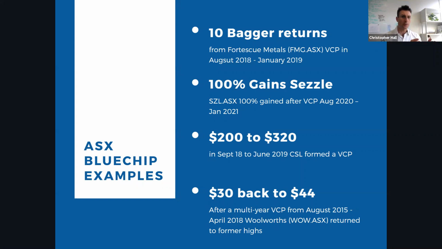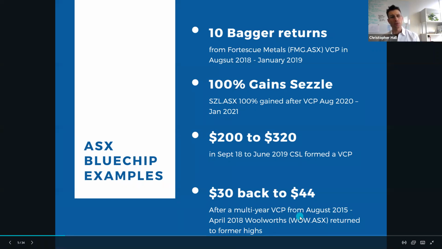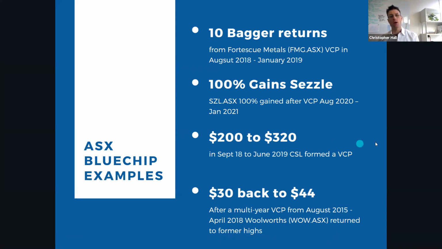But we're focusing now on the trading companies on the ASX. And we've got another one here, which is Woolworths moving from $30 back to $44 after a massive drop. This is a multi-year VCP. So it went from August 2015 through to April 2018, a very long VCP, much longer than the other 3 that we'll look at. But they did take them back up to their former highs of around $44.